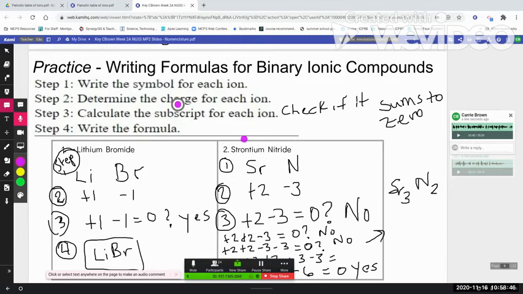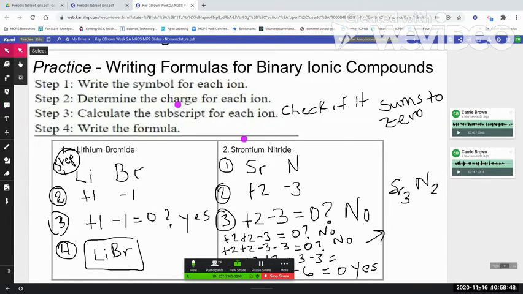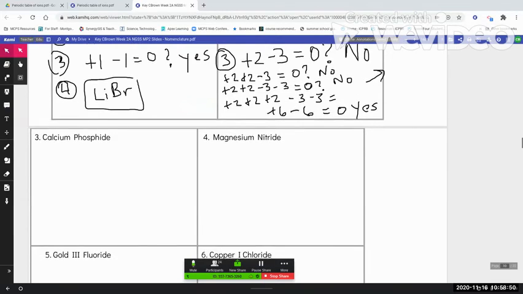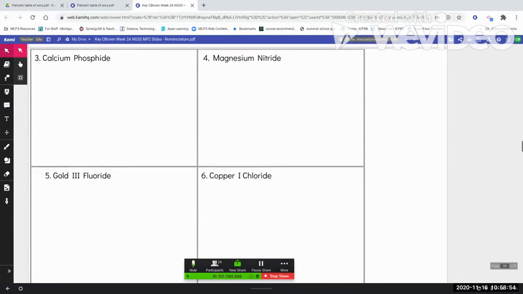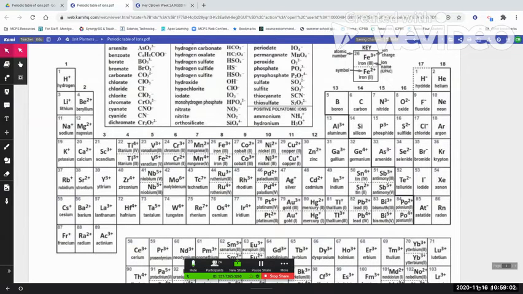Okay, so we're going to do more practice, and then I'm going to teach you how to go backwards, and we'll see what you get done. Okay, so calcium, it's the first name, so it's on the left-hand side. So if I go here, it's right there, number 20. Calcium is a 2+.